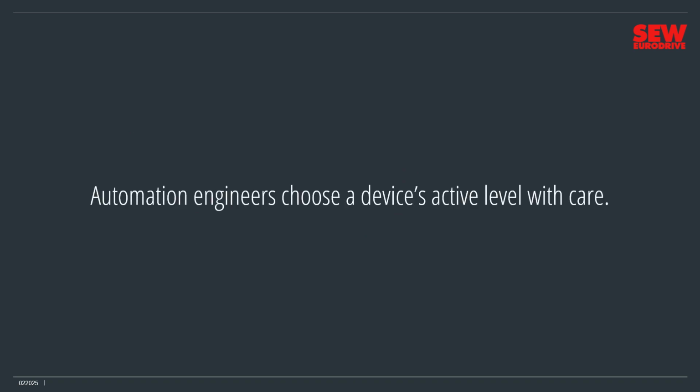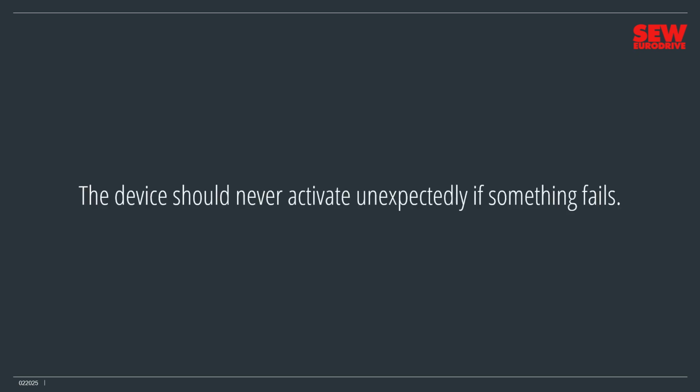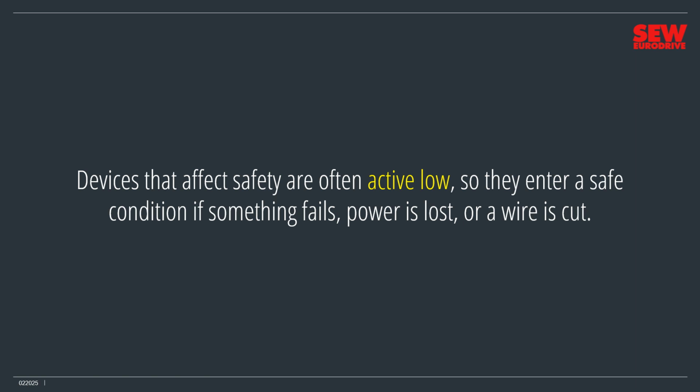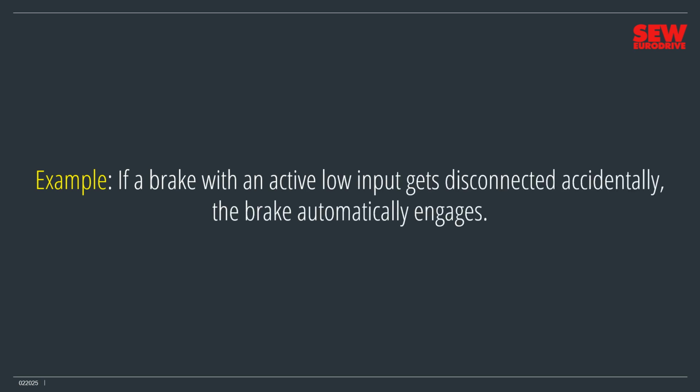Automation engineers choose a device's active level with care. The device should never activate unexpectedly if something fails. Devices that affect safety are often active low, so they enter a safe condition if something fails, power is lost, or a wire is cut. The brake that we just looked at is a good example. If a brake with an active low input gets disconnected accidentally, the brake automatically engages. That's a safe thing to do.